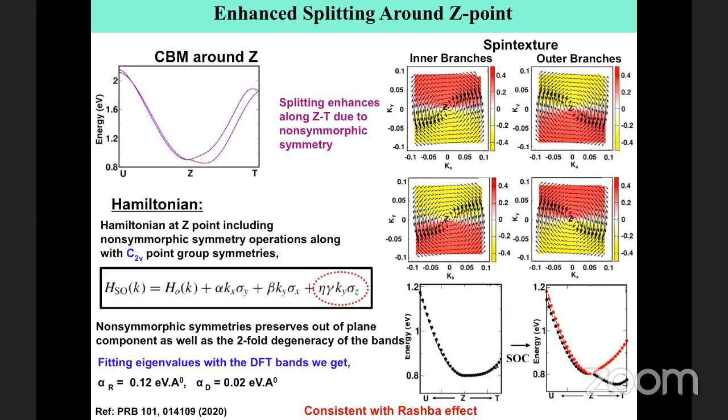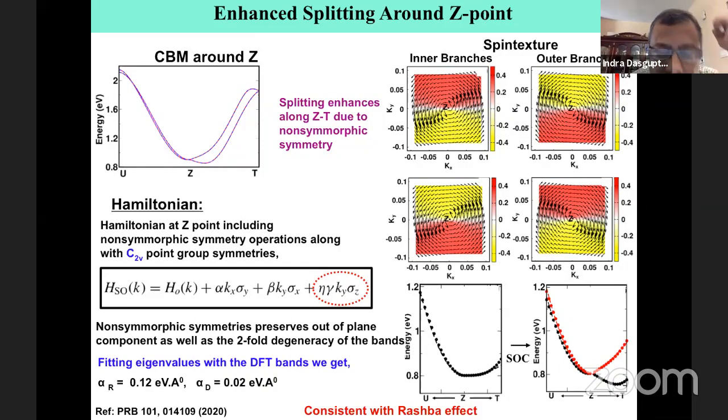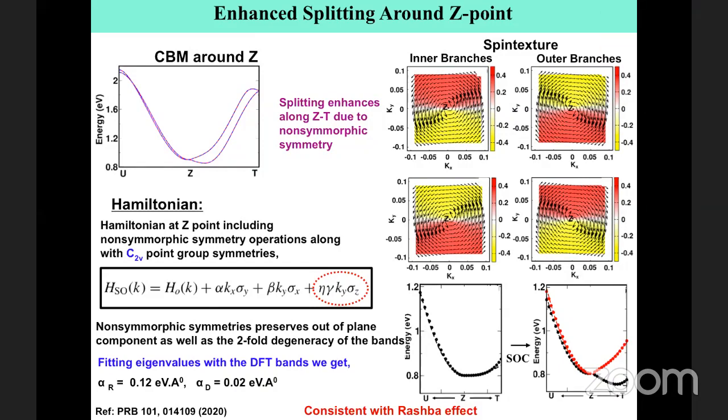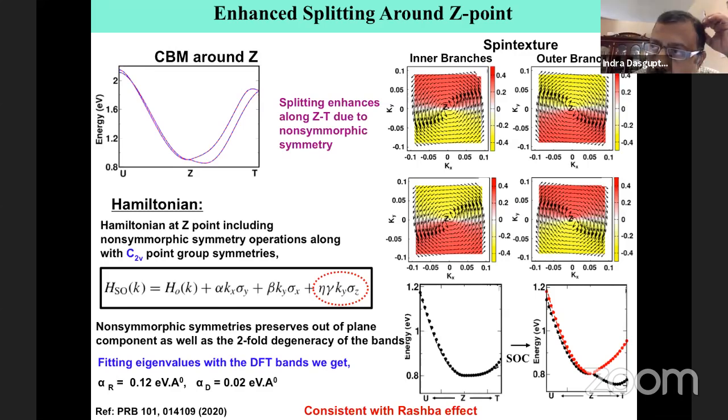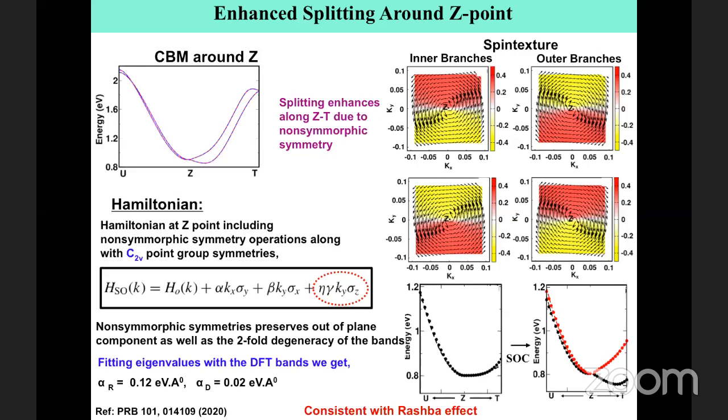Any other questions? Okay, maybe I have one fundamental question. In these Dresselhaus systems, is it possible to have 100% spin polarization? Can you repeat the question once again? In the Dresselhaus spin-splitting systems, is it possible to have 100% spin polarization at the Fermi level?